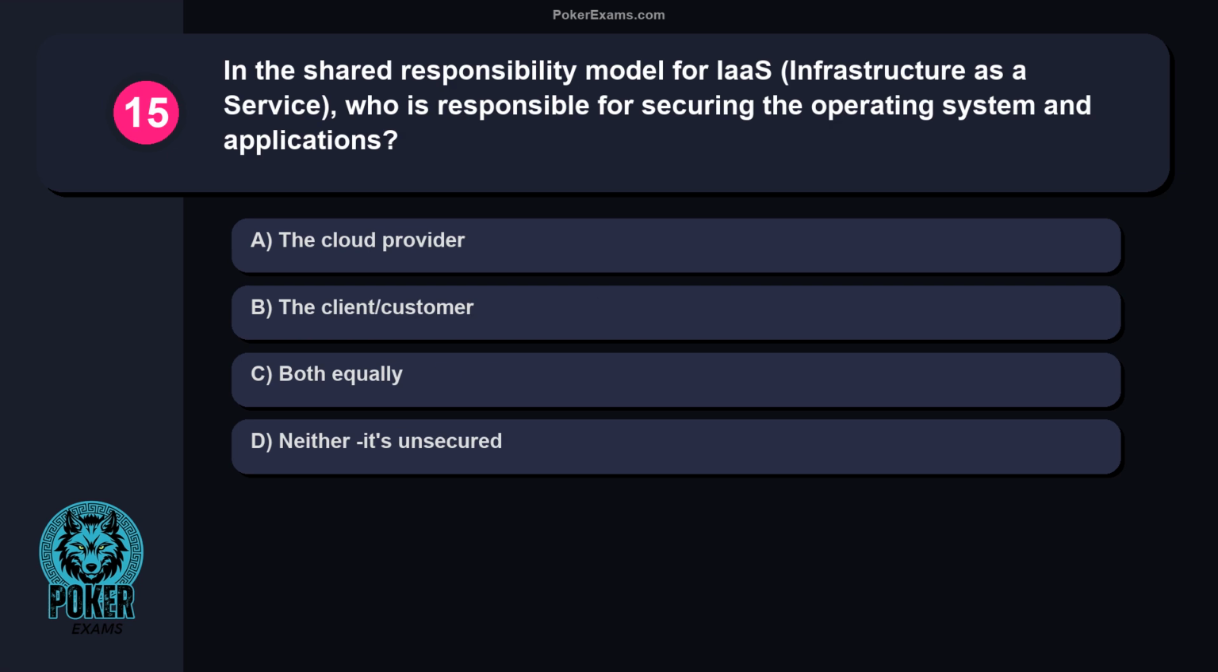Question 15. In the shared responsibility model for IaaS, infrastructure as a service, who is responsible for securing the operating system and applications? The cloud provider. The client/customer. Both equally. Neither. It's unsecured.